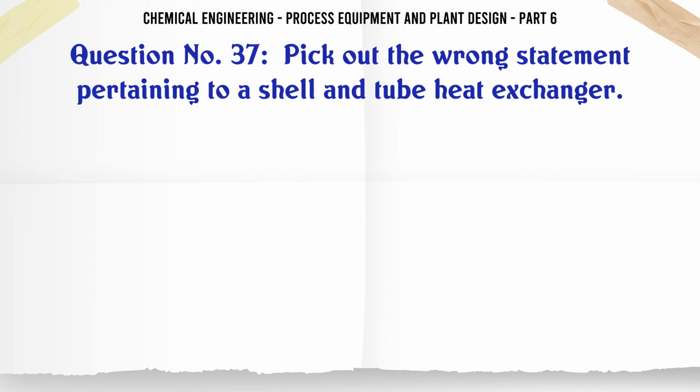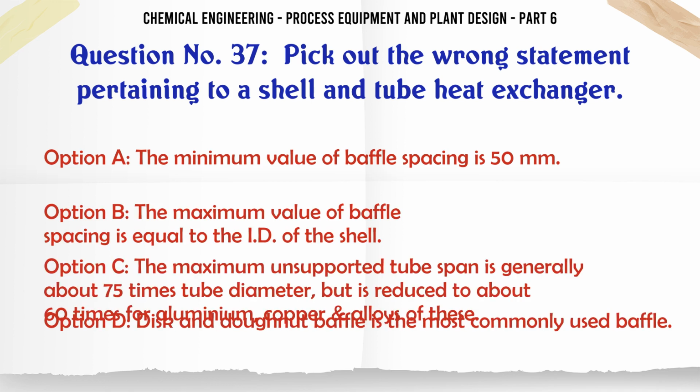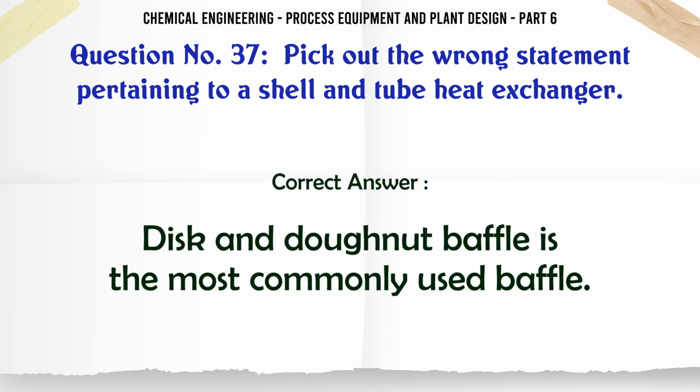Pick out the wrong statement pertaining to a shell and tube heat exchanger. A. The minimum value of baffle spacing is 50 mm. B. The maximum value of baffle spacing is equal to the ID of the shell. C. The maximum unsupported tube span is generally about 75 times tube diameter but is reduced to about 60 times for aluminium-copper alloys. D. Disc and donut baffle is the most commonly used baffle. The correct answer is: disc and donut baffle is the most commonly used baffle.